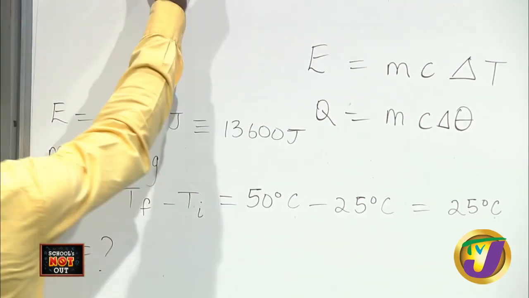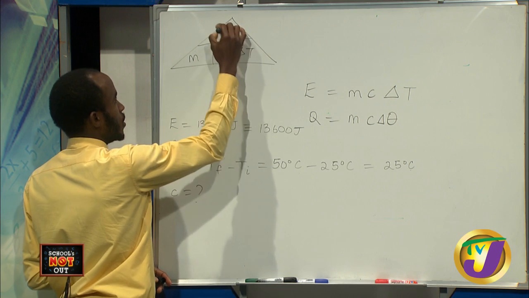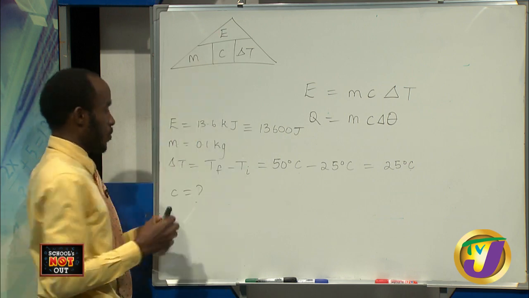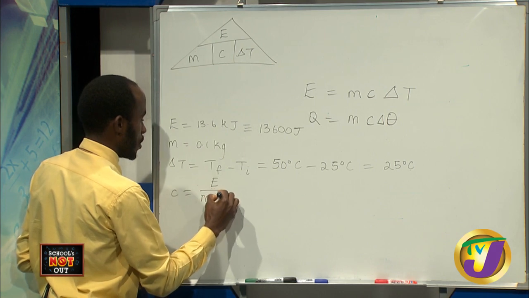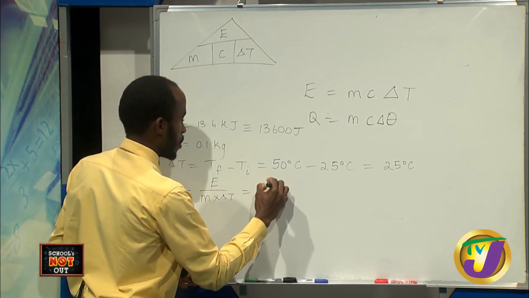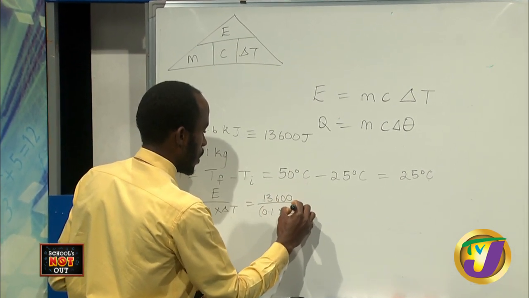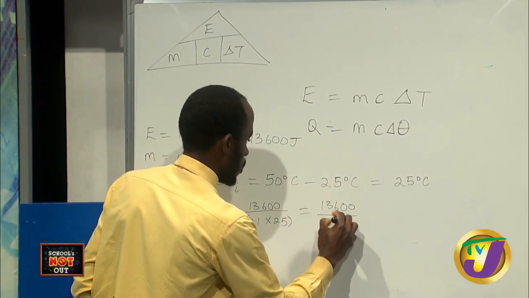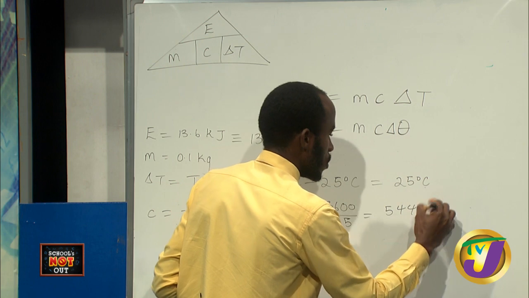Now from the equation that was given to you earlier, I'm just going to use my own symbols. You can use like this. M, C, delta T is there, and E is there. So to find C, it is E over M times delta T, which is of course 13,600 over 0.1 times 25, and that is 13,600 over 2.5, which gives 5440 joules.